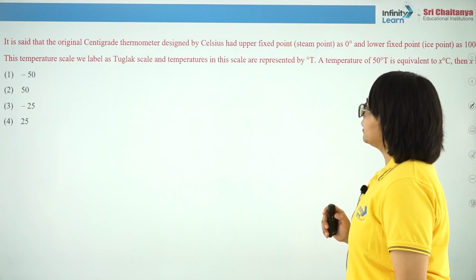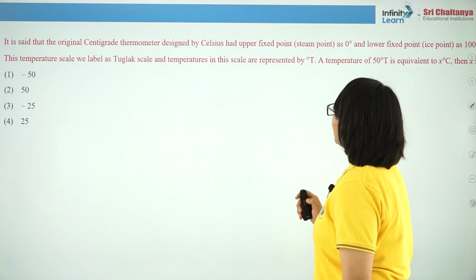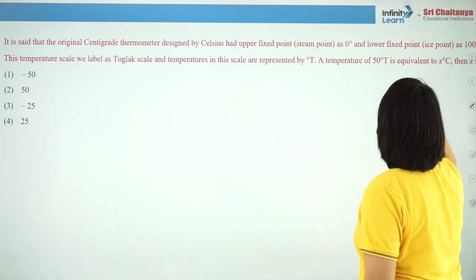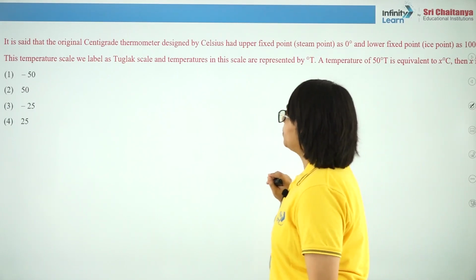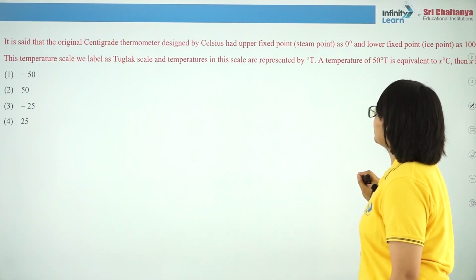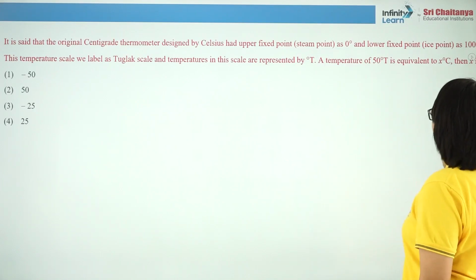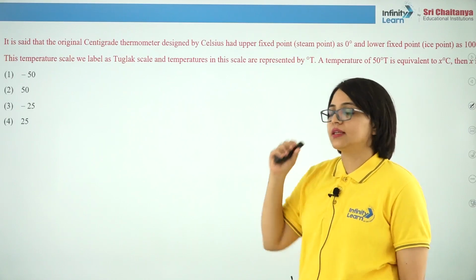It is said that original centigrade thermometer designed by Celsius had upper fixed point as 0 degree Celsius and lower fixed point as 100 degree. Now, this temperature scale we label as Tughlaq scale, and the temperature in this scale is represented by degree T. A temperature of 50 degree T is equivalent to x degree Celsius, then what is the value of x, right.